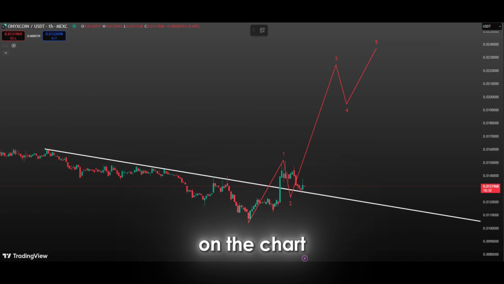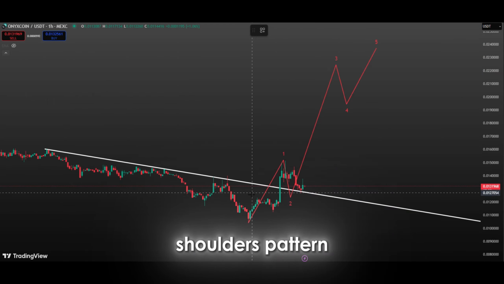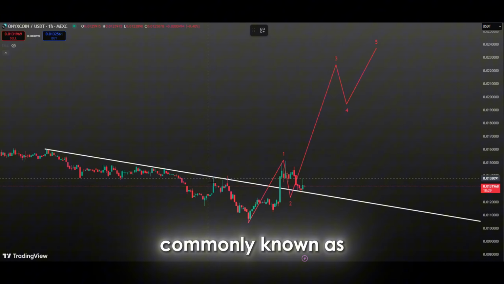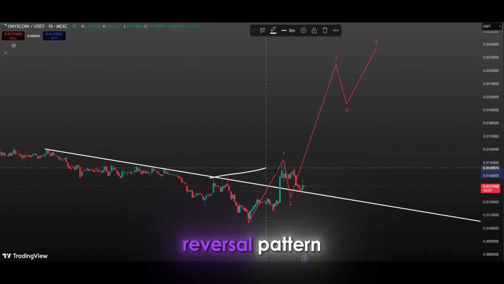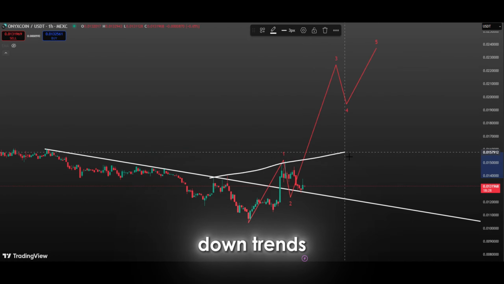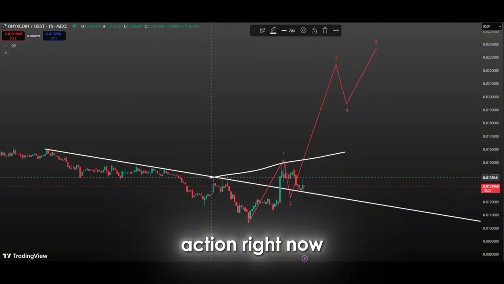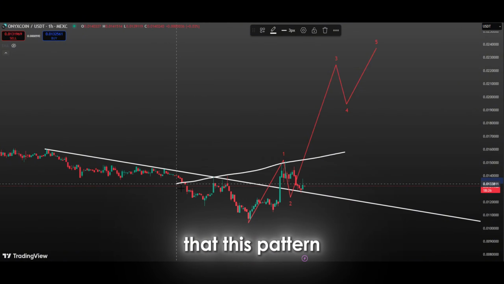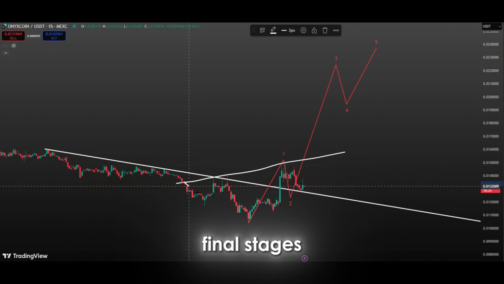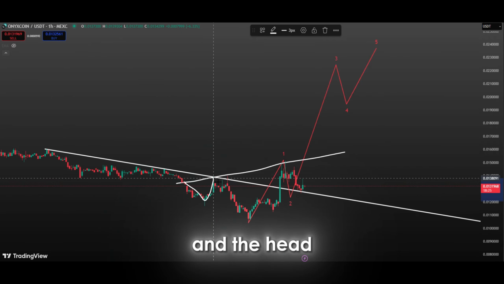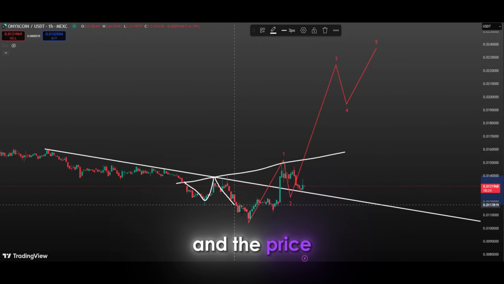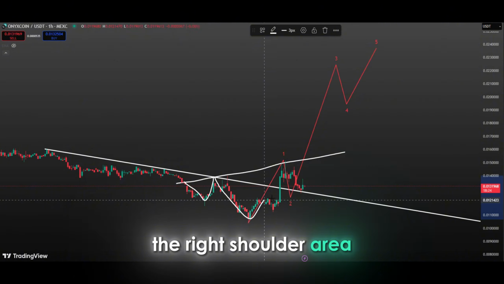Another important pattern on the chart is the inverse head and shoulders pattern. This pattern is commonly known as a strong reversal pattern, which usually signals the end of downtrends and the start of an uptrend. Analyzing the price action right now, we can see that this pattern is in its final stages. The left shoulder and the head are clearly completed, and the price is trying to form the right shoulder area.